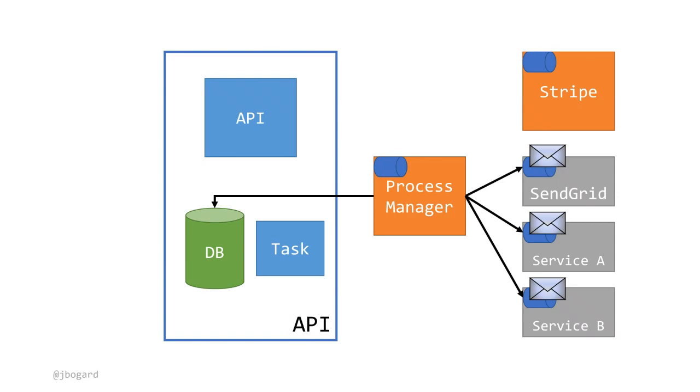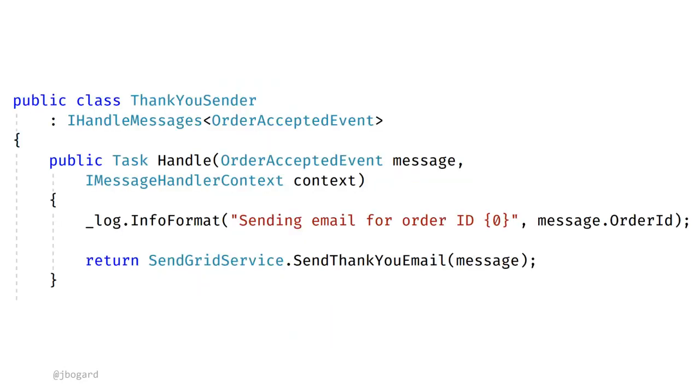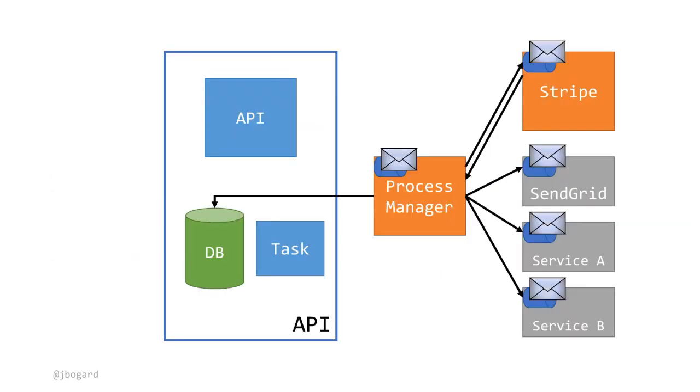Publishing an event means that I can have multiple downstream systems and services all handling that message independent of each other. And one of those now becomes SendGrid, because SendGrid is now an endpoint that is just a receiver of that event doing email sending, and that's it. So my thank you sender is a handler for that event. It will go ahead and send an email via SendGrid. And now our distributed systems nirvana is achieved.